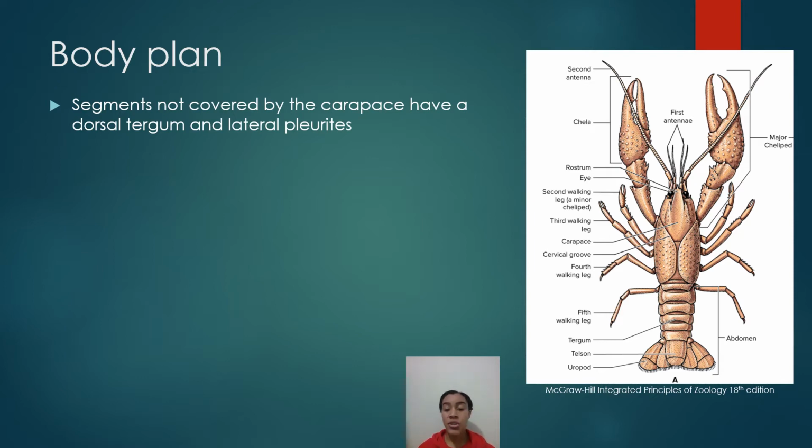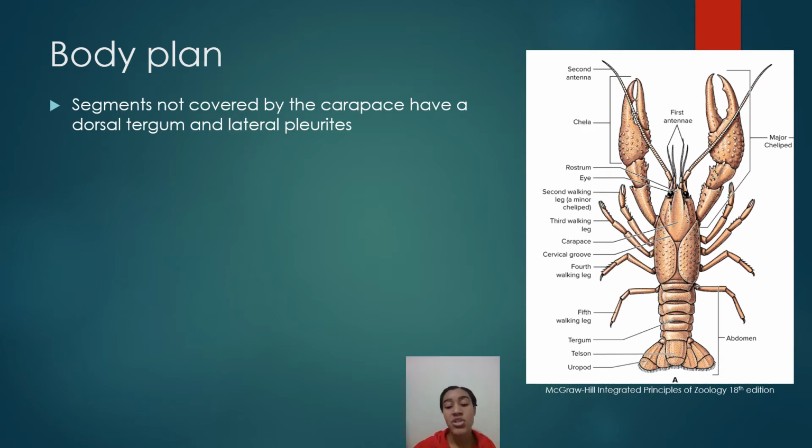So we're looking at the crayfish. They have a carapace that covers their cephalothorax. In some species of crustacean, their carapace will cover their cephalothorax and their abdomen. Others, it'll just cover their thorax, and then some it'll cover their head, thorax, and abdomen. It just depends on the species.